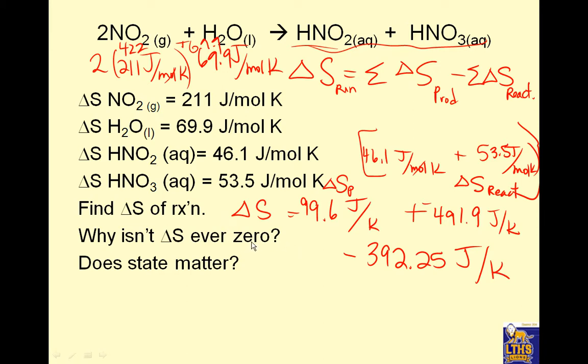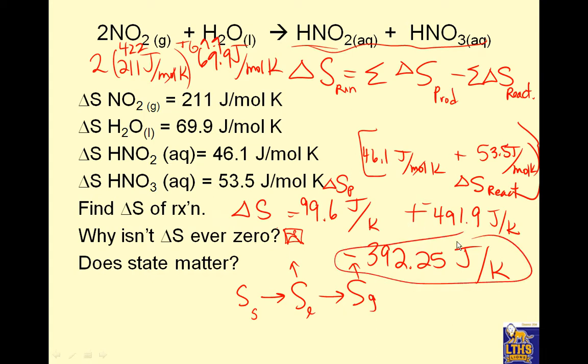So why isn't delta S ever 0? Because the only time something doesn't have internal energy is at 0 Kelvin. And so S will always reflect the energy in a substance. Does state matter? You betcha, because we know that S of a solid is lower than S of a liquid, and S of a gas is higher still. So state does matter, yes. That's how you calculate delta S.